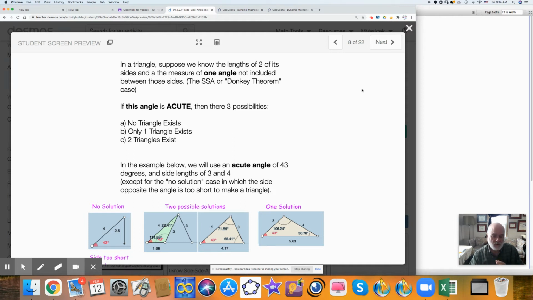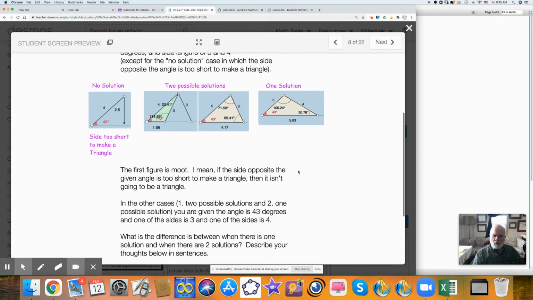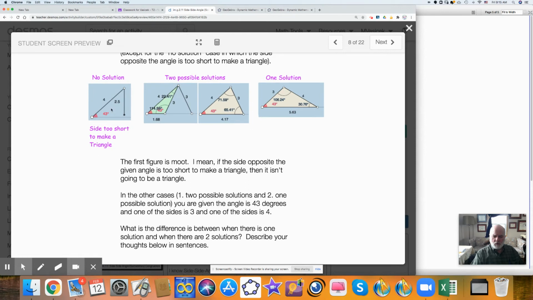One is that there could be no solution. That is, the side that's opposite the angle could be too short to make a triangle, so it's kind of a moot point. On the other two, here I've got a 4-3-3 or 4-3-4. The first figure is moot. You don't even have enough to make a triangle.